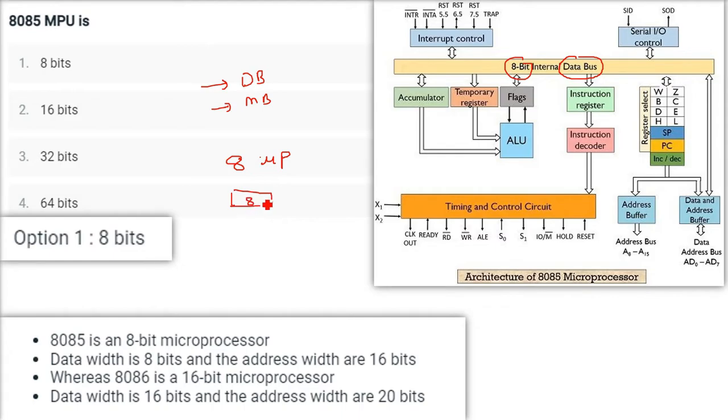The address width is 16-bit and the 8-bit is multiplexed. Actually it is a 16-bit address bus and the 8-bit is the data bus, which are multiplexed. If you talk about 8086, it is a 16-bit microprocessor. So data width is 16 bits in 8086 and the address width is 20 bits. Let me tell you again, 8086 16 bits, address width is 20 bits.